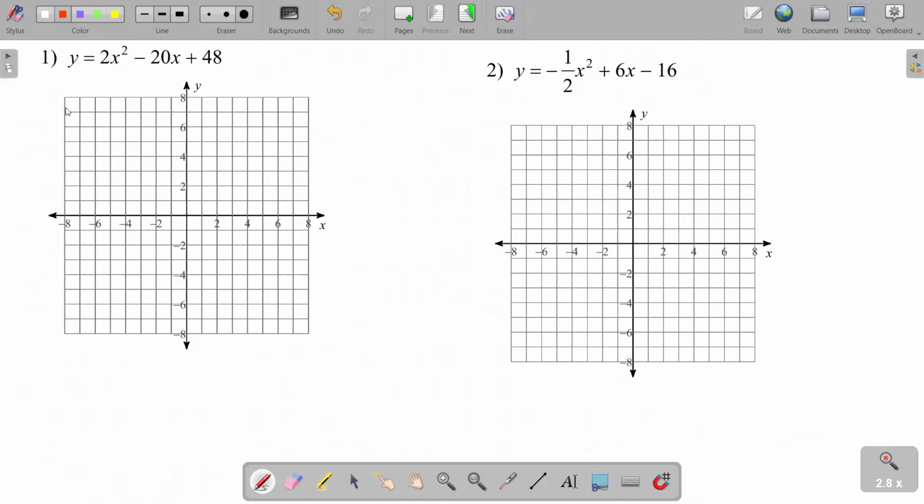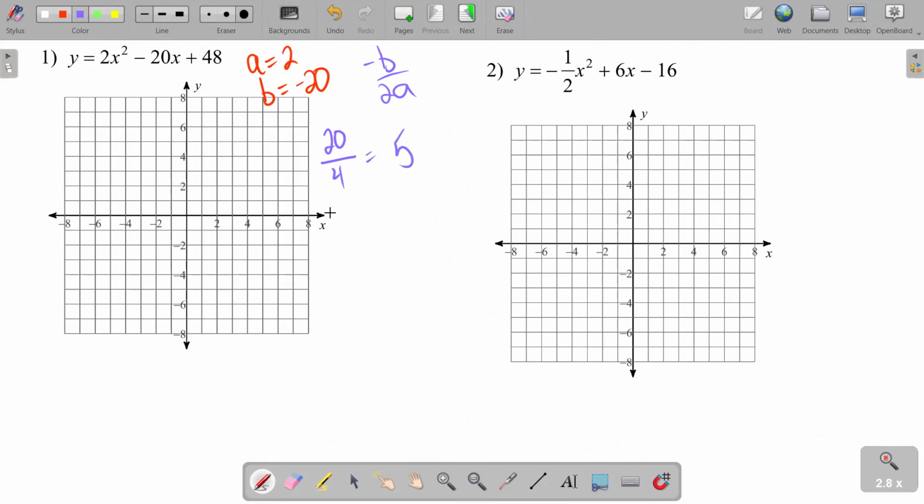The A value on number 1 is 2. Can we all agree? Yeah. And the B value is -20. Can we all agree? Yeah. And again, the formula that never changes is the opposite of B divided by double A. And so what is our opposite of B? 20. And what's our 2 times A? 4, and 20 divided by 4 is 5.